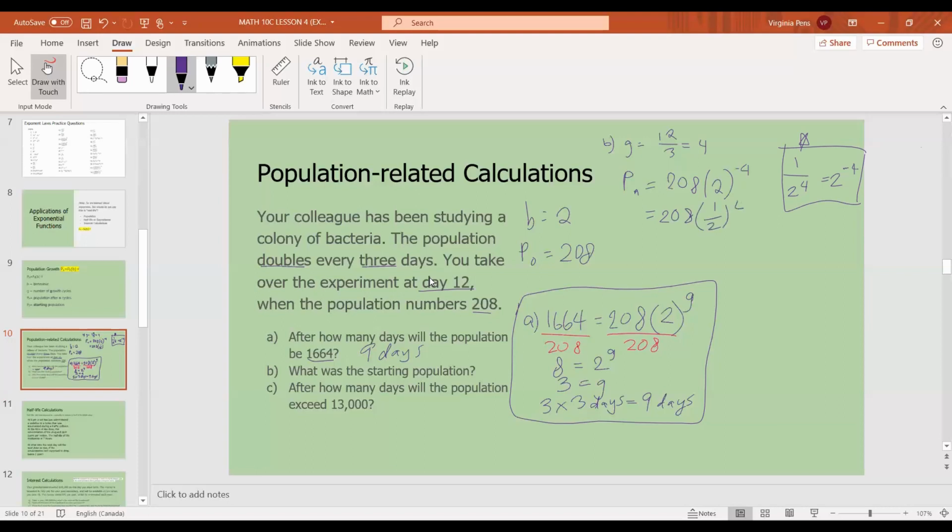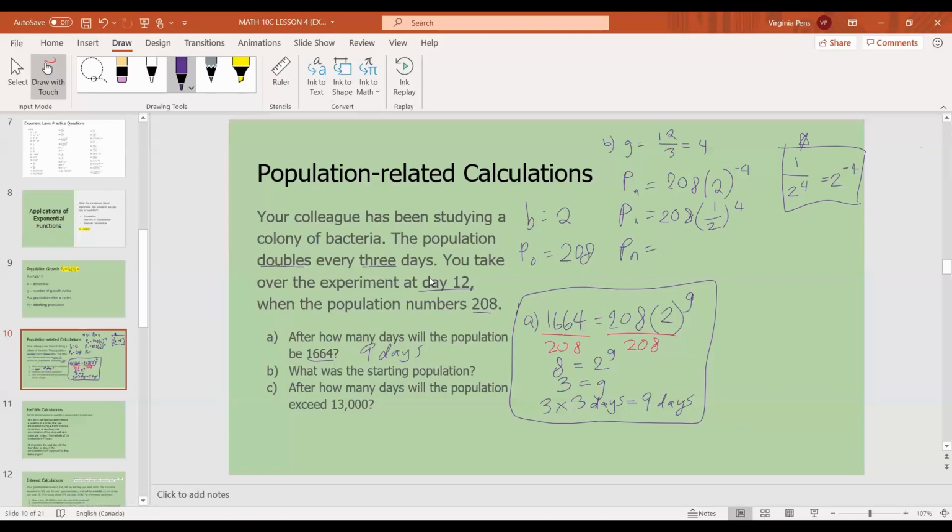Which makes sense because if you're going backwards in time, instead of doubling, you're actually halving the population. The population will become smaller. So now we have all the values that we need to find Pn. What we've got to do is just calculate it.